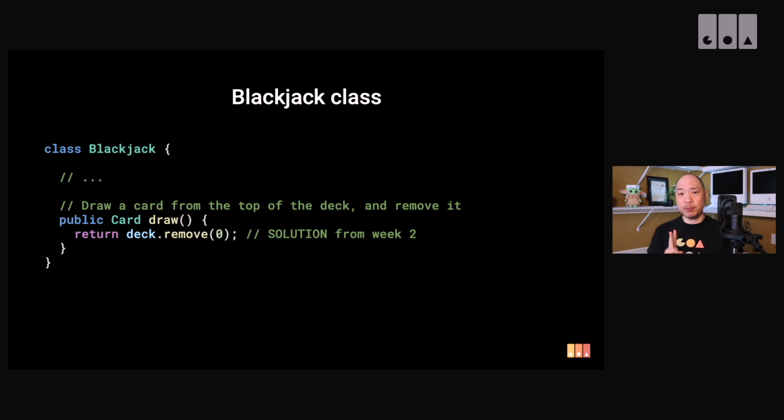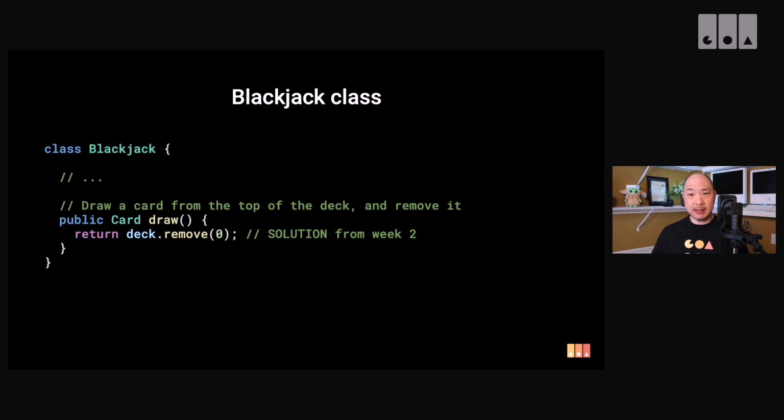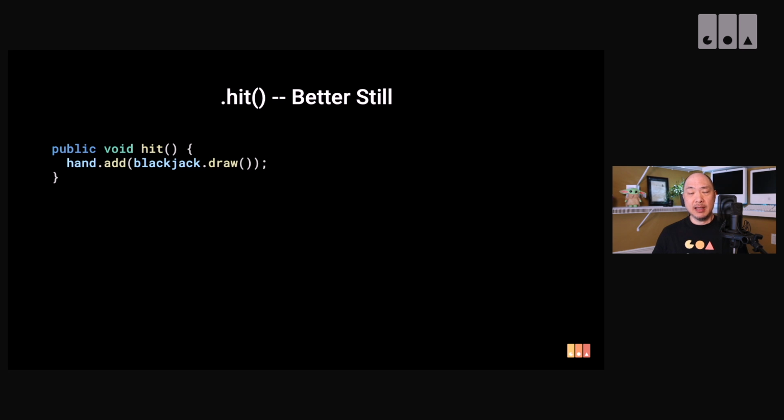But number 2, which is more important, is that draw hides for you the implementation details of how you do the draw. Here we know that it does a remove. But what if it was something else? What if the data structure for deck is no longer an array, if it's something else? Draw hides all of that for you, and if the implementation changes, then this code here will break. But if you call draw directly, like here, then the implementation could change, and it shields us.